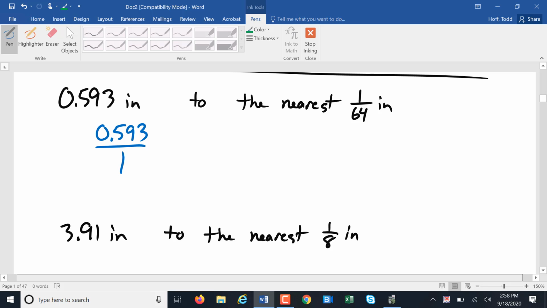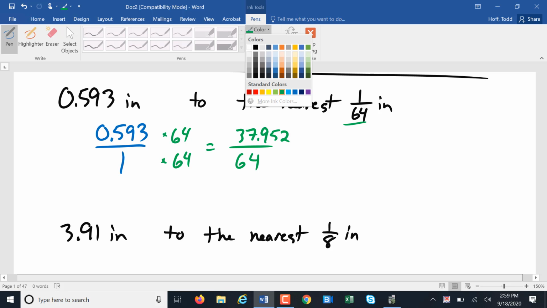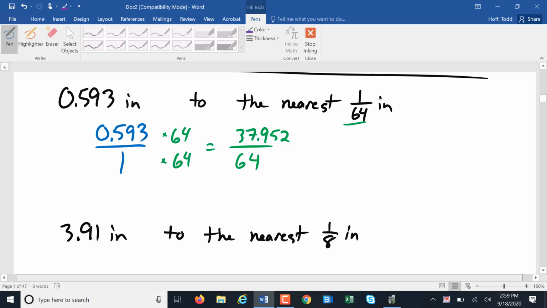So the first one, 0.593 inches, we'll put 0.593 over 1. What are we going to multiply by? 64. We want 64th. So 0.593 times 64 is 37 point what? Okay. So that is between 37 and 38. It's going to be closest to 38/64, which reduces to 19 30-seconds of an inch. Good.